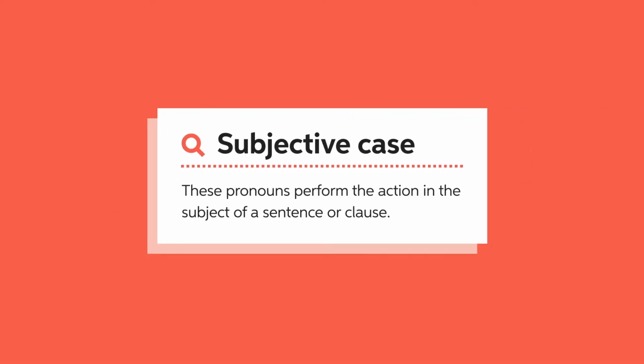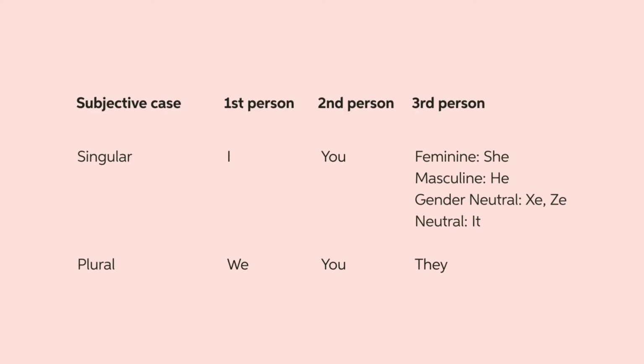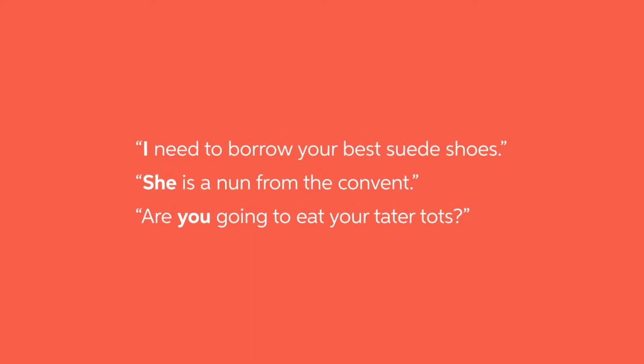Subjective case pronouns perform the action in the subject of a sentence or clause. This chart shows the words in the subjective case categorized by their point of view, gender, and number. Subjective pronouns are pretty easy to locate in a sentence, such as these examples.